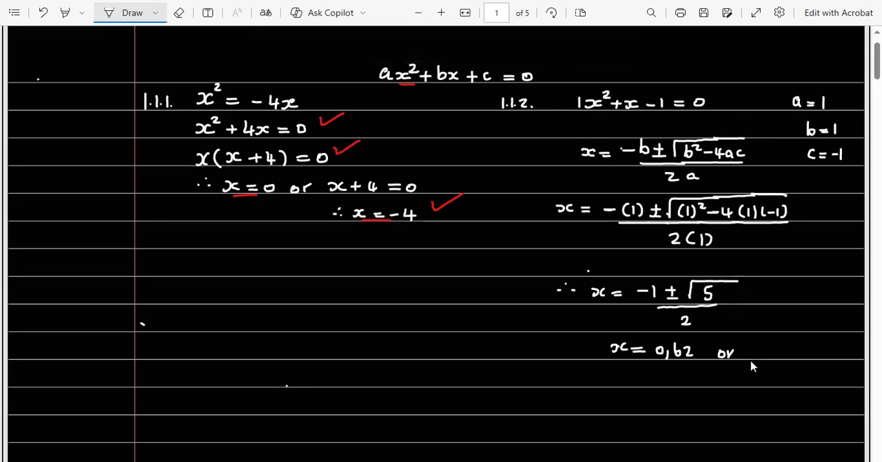Okay, so this will be x is equal to negative 1.62. I hope you guys understand that one.